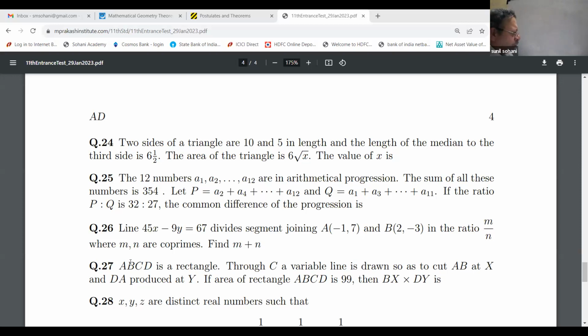12 numbers A1, A2 up to A12 are in AP, arithmetic progression. Sum of all these numbers is 354. And also let P be the result of addition of second number, fourth number, and so on. And Q is addition of first, third, and so on. And if the ratio of sum of P upon sum of Q is 32:27, then you are supposed to find the common difference of the progression. Okay.